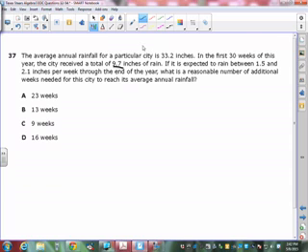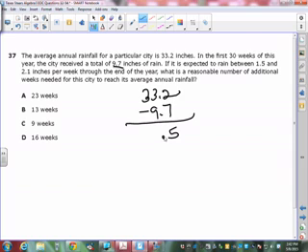So what we're going to do is, first of all, I'm going to subtract that 9.7. And when you do that, they need 23.5 more inches of rain to reach that rainfall.